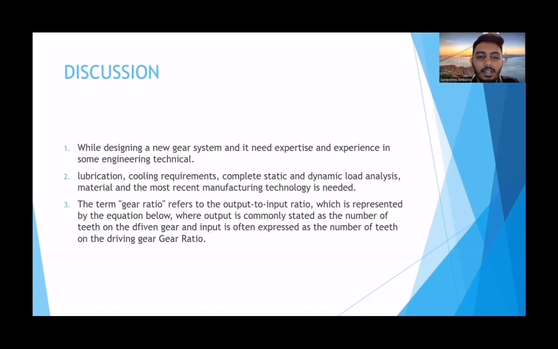Discussion. There are some difficulties and challenges while designing a new gear system, and it needs expertise and experience in some engineering techniques. The majority of the pitfalls and problems associated with a new design are related to an evolution of several areas such as lubrication, cooling requirements, complete static and dynamic load analysis, material, and the most recent manufacturing technology. Some of the typical issues encountered through the gear design process are highlighted along with tips for avoiding these circumstances.